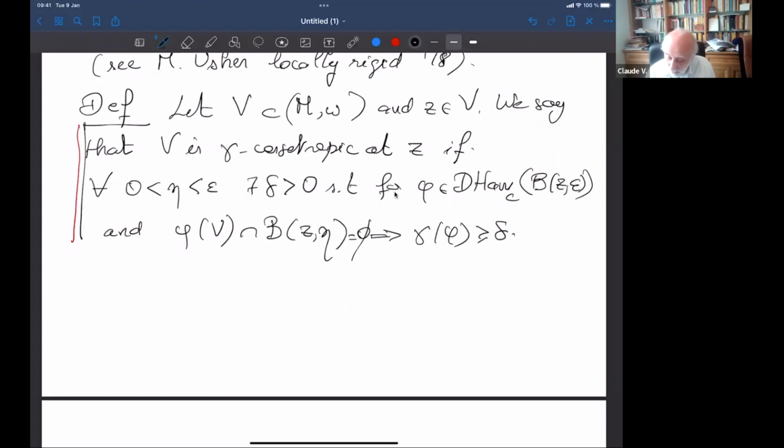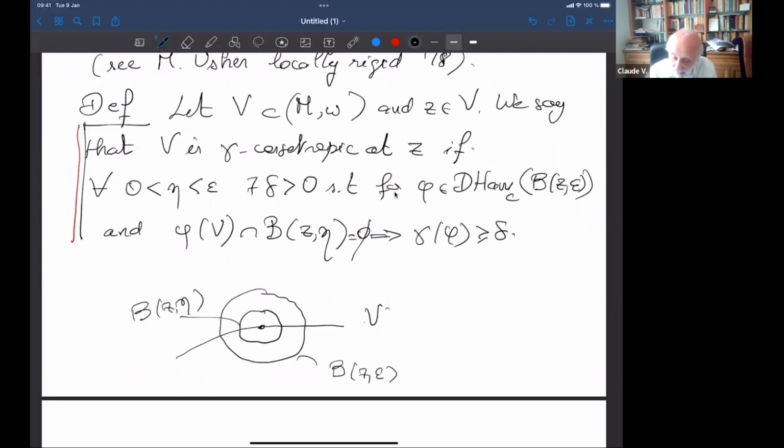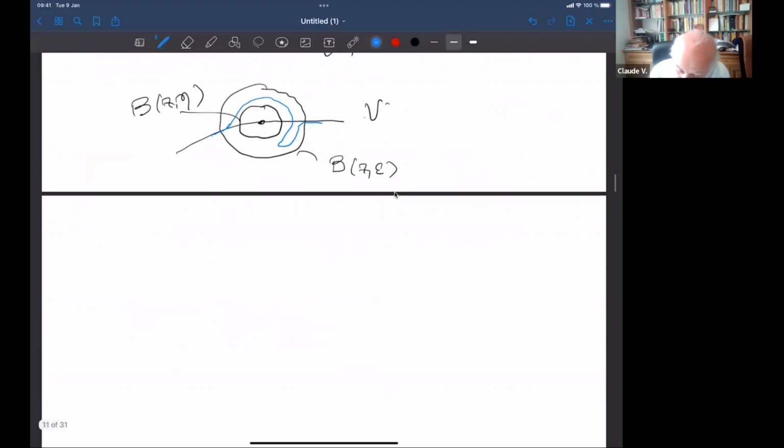Okay, so if you want to make a picture, here I have V. Here I have a ball of radius eta, and here I have the bigger ball. So this is B(Z, epsilon), and this is B(Z, eta). And what I want to do is to move V by a Hamiltonian isotopy supported in the largest ball, the ball of radius epsilon, by a map phi. If gamma-coisotropic, then gamma of phi has to be strictly positive and bounded from below, and non-gamma-coisotropic means you can find a sequence phi_k going to the identity which realizes this move. Okay, and let me state some properties here.